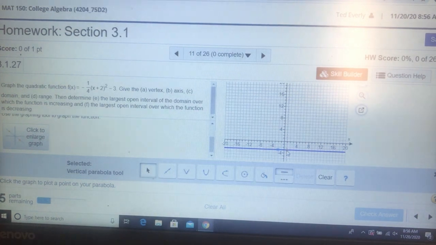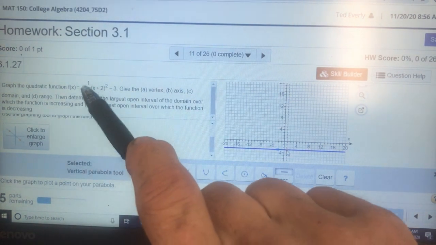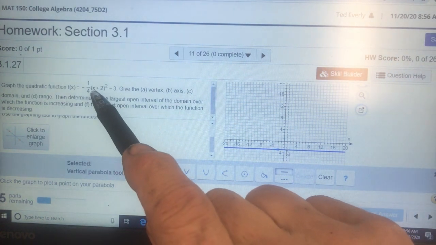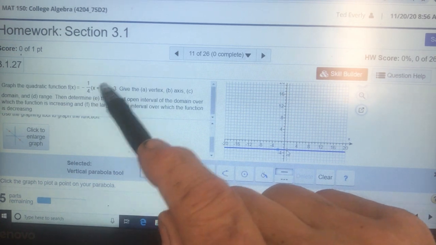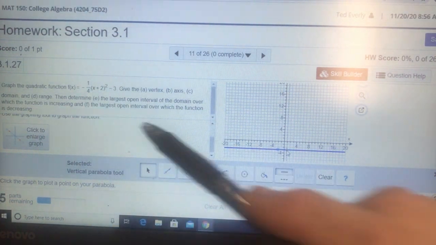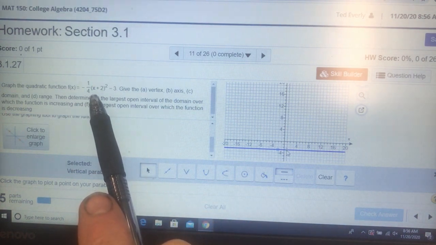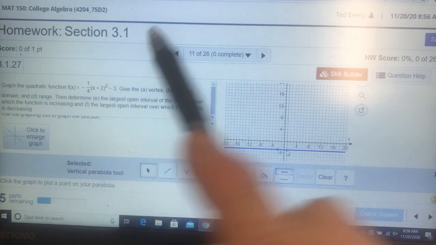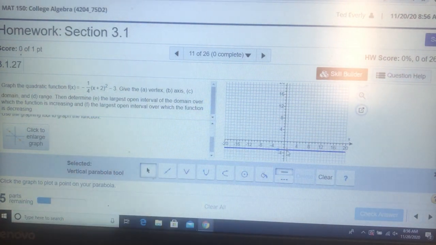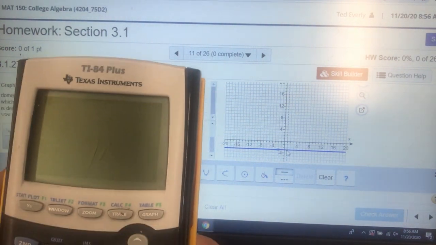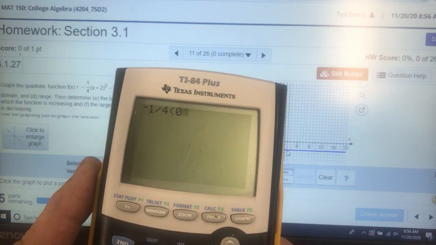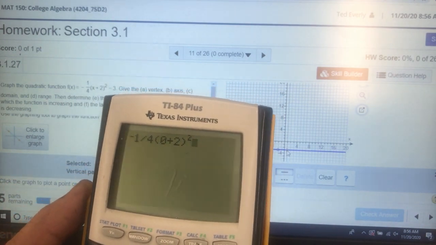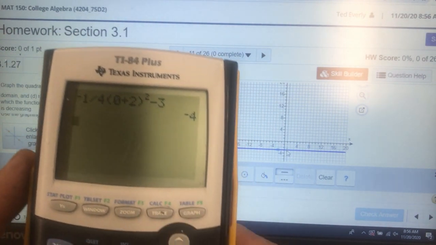So we're going to have some fractions involved here. I think the easiest thing would be to find some value of x that would make this come out to be a whole number. Preferably something that's going to come out to be a multiple of 4, so this 1/4 will make it come out to be an integer. What if I put 0 in? 0 plus 2 would be 2, and 2 squared would be 4. So that'll work. I can punch it in the calculator: -1 divided by 4, and in parentheses, 0 plus 2 in parentheses squared, and then -3, and I get -4.